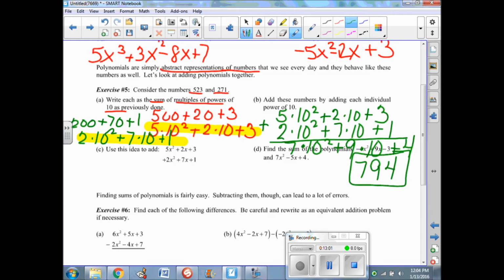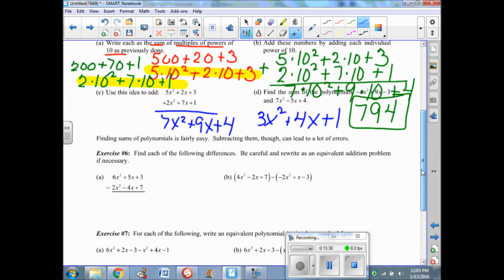Again, what's the purpose? It's to now draw the parallel to polynomials. So what do we have here? We have 7x squared plus 9x plus 4. Find the sum of the polynomials, and I did write over that one. Now they just didn't write it vertically, but it's just combining like terms. So we end up with 3x squared plus 4x plus 1. So just written differently.